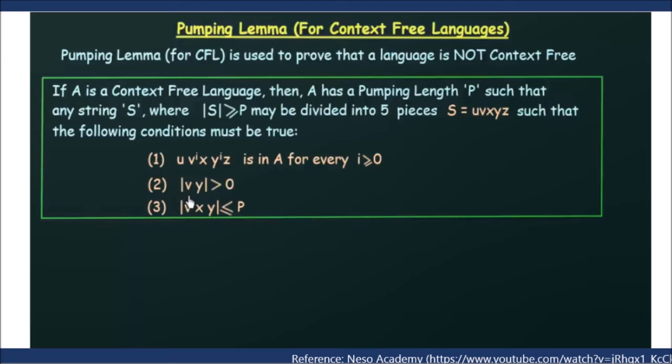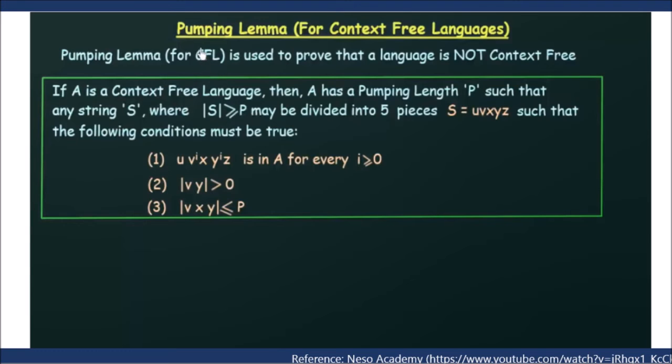The second condition says that the length of V and Y should be greater than 0. And the third condition says that the length of V, X, and Y should be less than or equal to P, which is our pumping length. Remember that U, V, X, Y, Z are not strings, but the parts into which you have divided the string S. After you divide it, these 3 conditions must be true. And if they are true, then we can say that it is a context-free language.